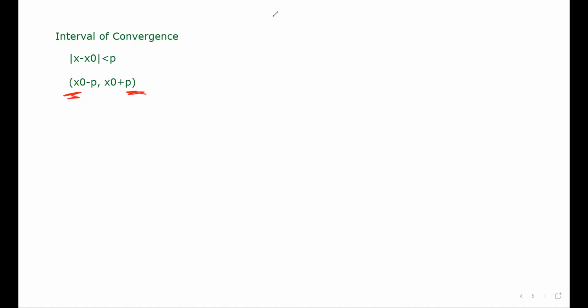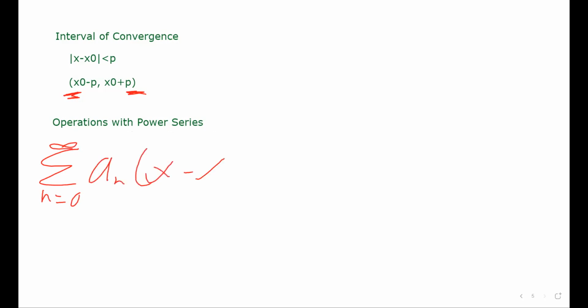Now, before we do an example, let's get through the rest of these general notes. So our operations with our series. We're first going to set up that the summation of n equals 0 to infinity of a sub n (x minus x naught) to the n is going to equal some value f of x, depending on what x we put in there.